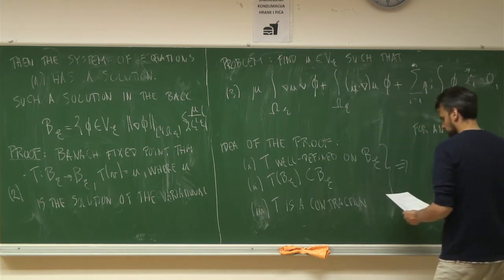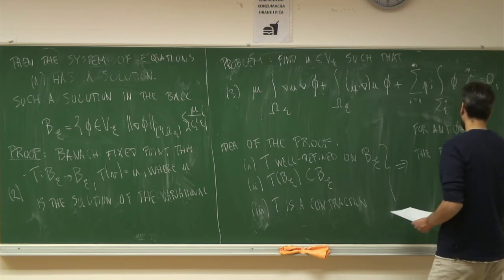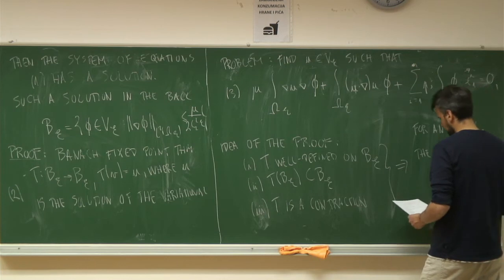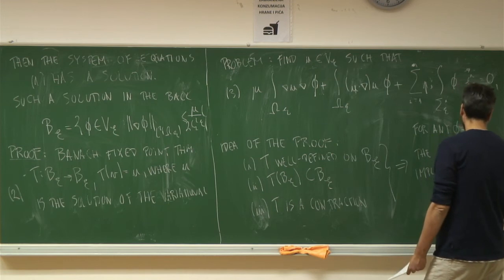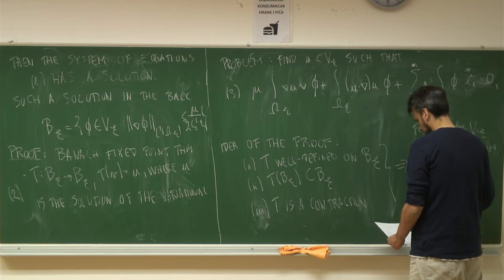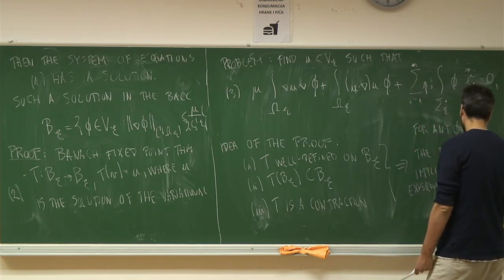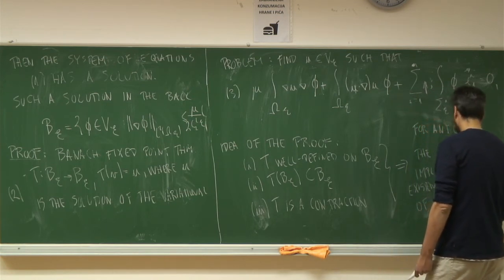Okay, so if you have all this, it's a bit of work. So the Banach theorem implies the existence and uniqueness of u epsilon.